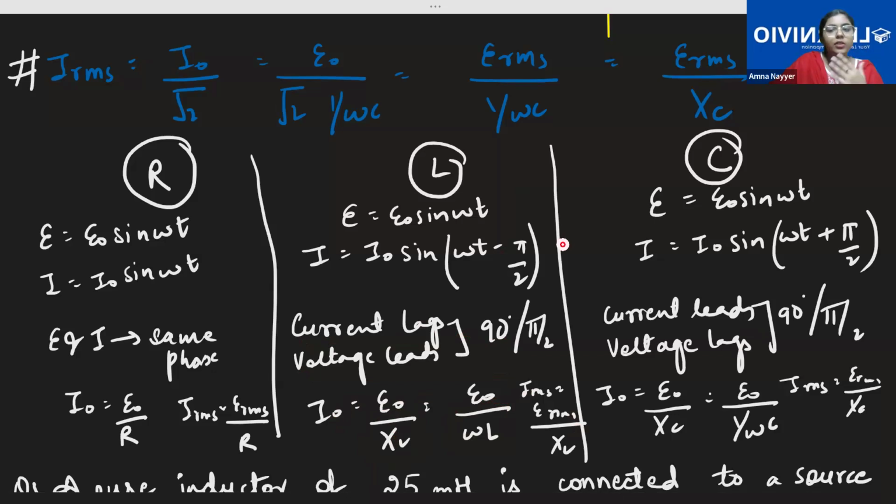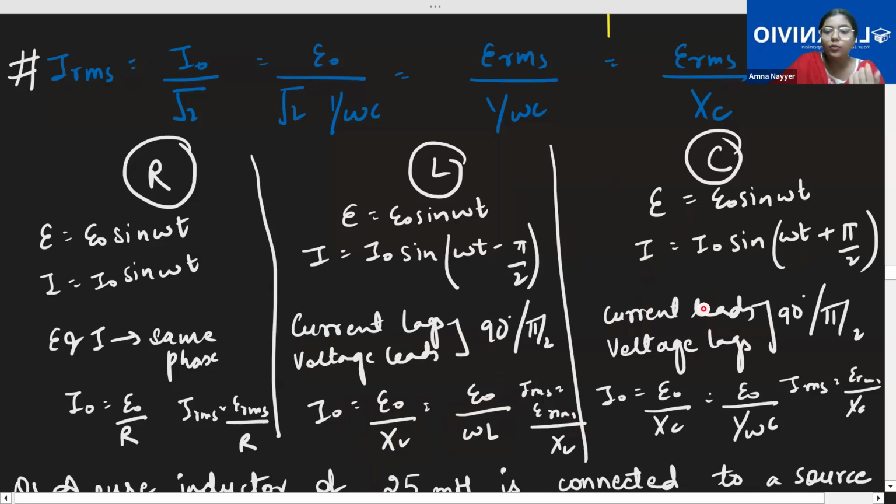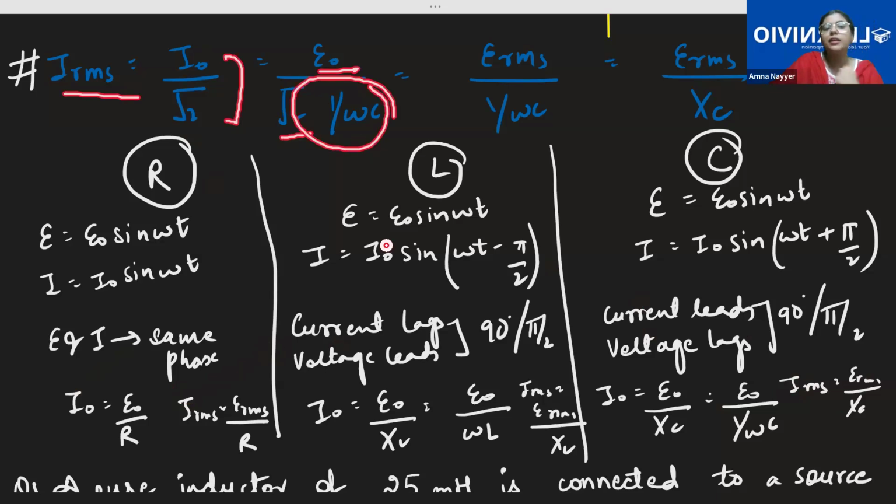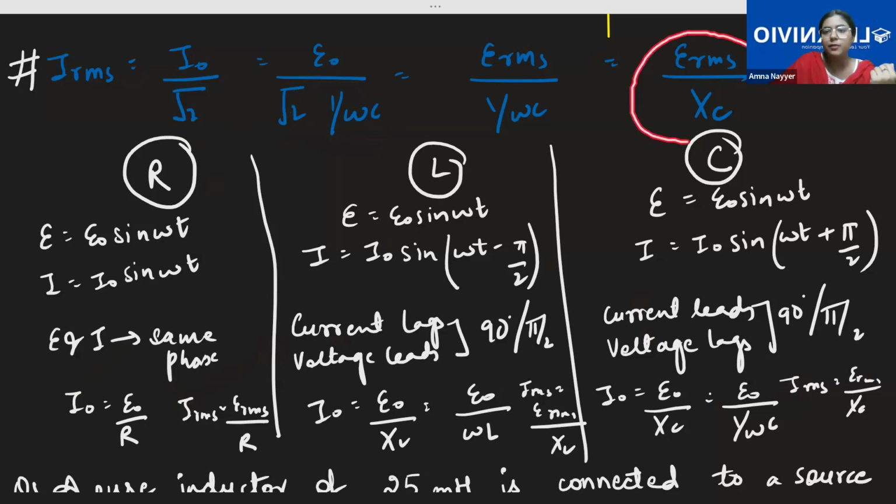When we talk about the circuits having only capacitor, E is equal to E naught sine omega t. Current is I naught sine (omega t plus pi by 2). So current leads, voltage lags in this case. Current leads by 90 degrees. Here the resistance that we have is XC, capacitive reactance, and the value of XC is 1 by omega C. So I naught will be equal to E naught by XC, I RMS will be E RMS by XC. The way you treat normal current and normal resistance using Ohm's law, here also you are going to use it. I RMS is I naught by root 2, E naught by root 2, XC can be written as 1 by omega C, which is E RMS by XC.